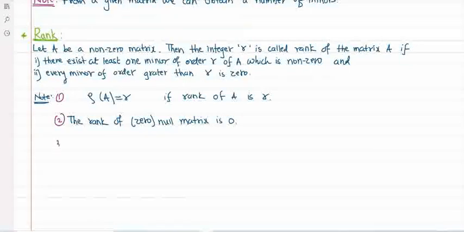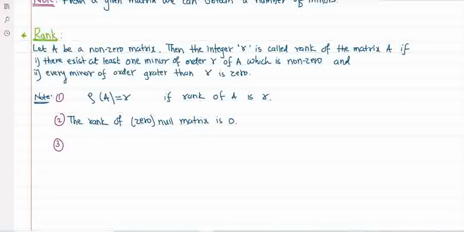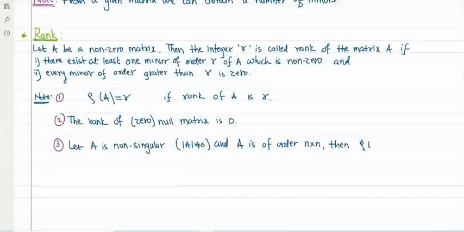Now the next, third one. Let A be a non-singular matrix. I will write here, let A be non-singular. That means a square matrix, non-singular. The same thing you can write mathematically: determinant of A is not equal to 0 and A is of order n by n. Then rank of A is equal to, who will tell?